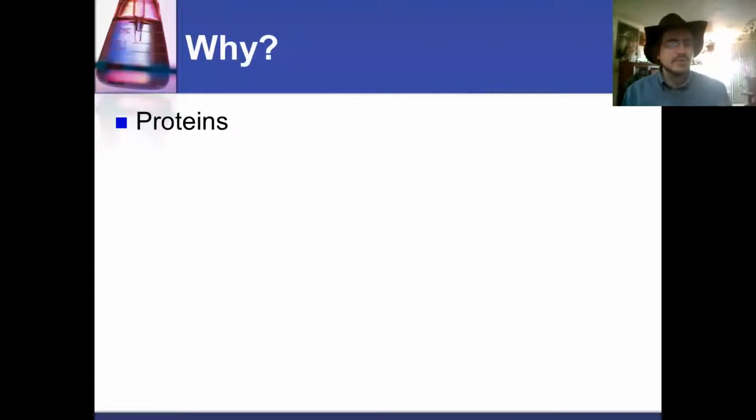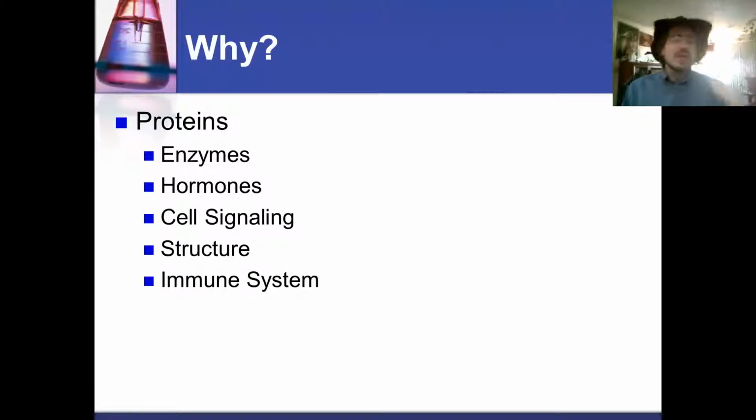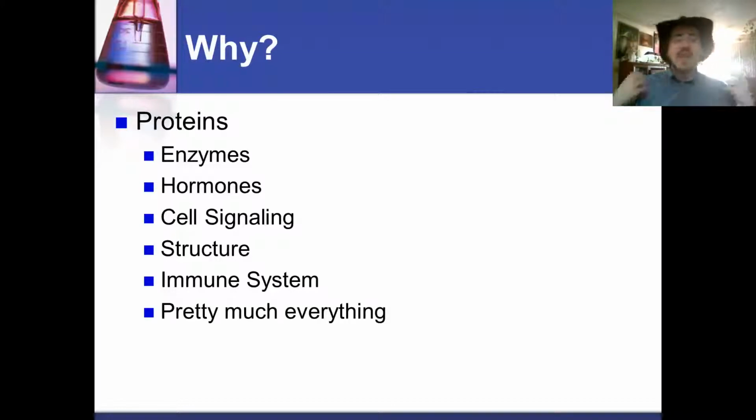So why do you do it? Well, proteins can be enzymes, they can be hormones, they can be involved in cell signaling, they can be involved in structure, they can be involved in your immune system. Your antibodies are proteins. Pretty much everything is involved with proteins. The synthesizing of certain proteins at certain times is why you are the way you are. You're just the product of a cascade of proteins being produced in specific amounts at specific times.